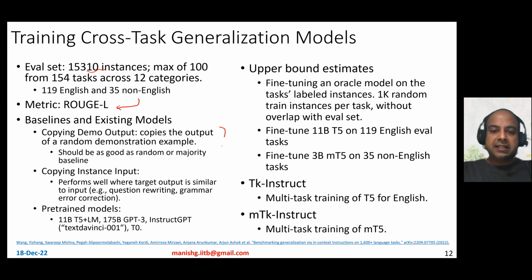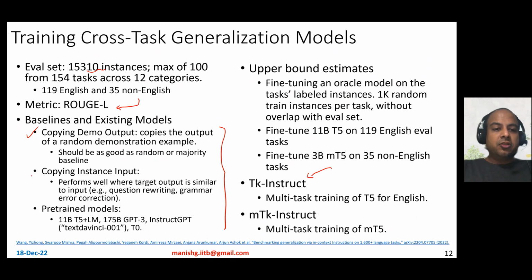They propose several baselines before they actually talk about their own models, right? The simple baseline is copying the demo output. They're basically saying that you have been given a few positive or demonstration examples. Maybe randomly just choose one of them and copy the output. Now, this is basically a random baseline, and therefore the idea is that its accuracy should be as good as a random or a majority-based baseline.